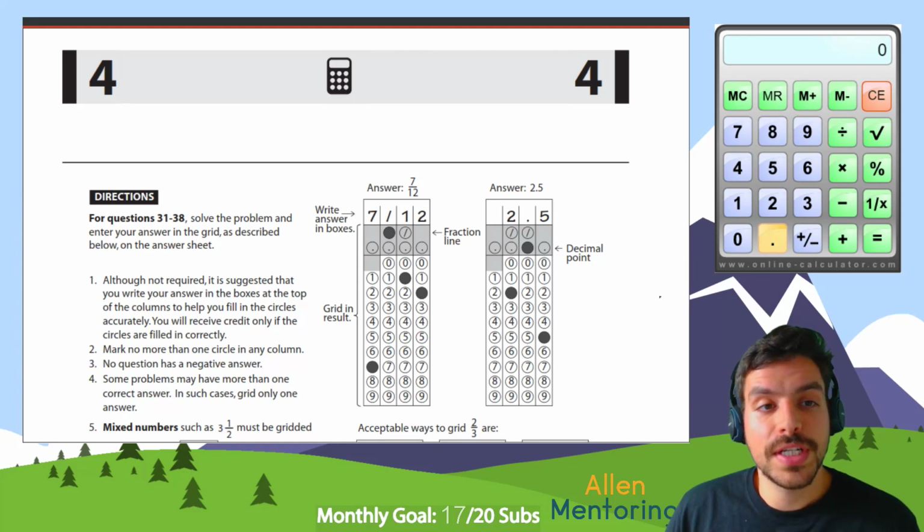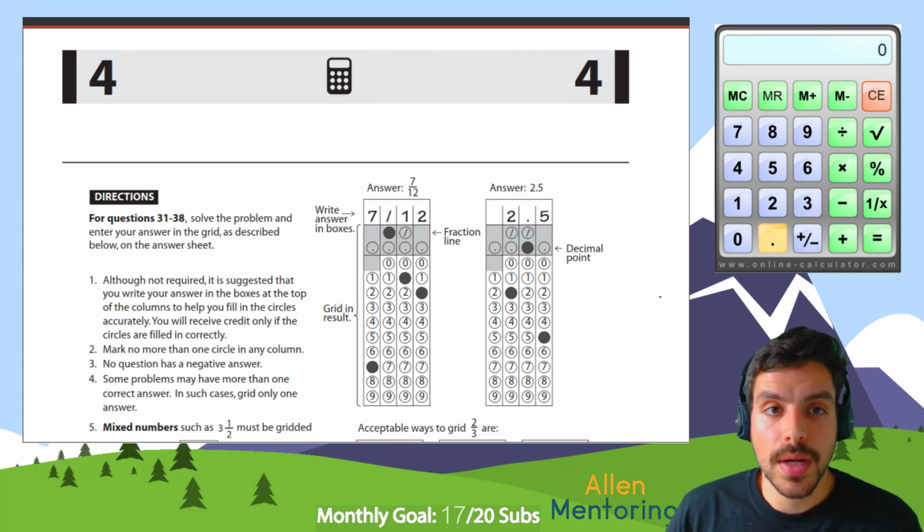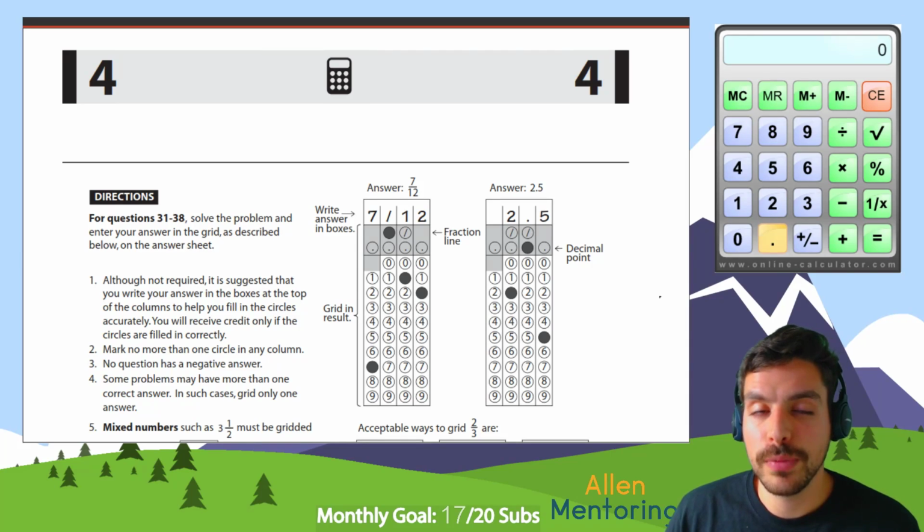What I will be going over today is the SAT Blue Book, the official College Board Blue Book, test number 3. So this is practice test 3.